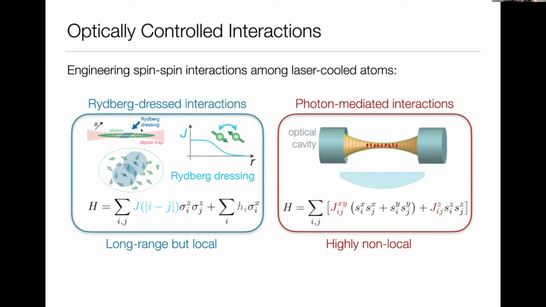One approach is to couple to highly excited, highly polarizable Rydberg states, and that gives rise to interactions on the scale of a few microns. The second approach, which is in the spirit of what Pruneha talked about in the latter part of her talk, is to have mediated interactions, in this case long-range interactions mediated by photons in an optical resonator. In our case, the resonator mode extends over a millimeter length scale, and that allows interactions that extend over this millimeter length scale, so highly long range and highly non-local. Okay, so let's start with this first system, long range but local.